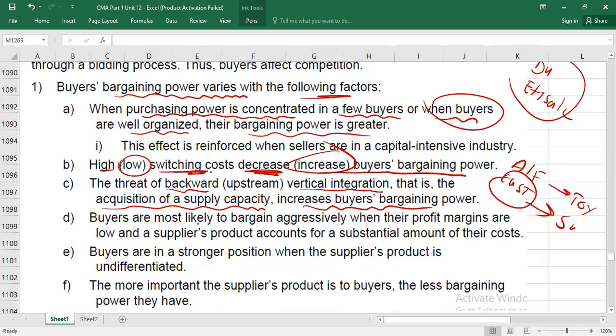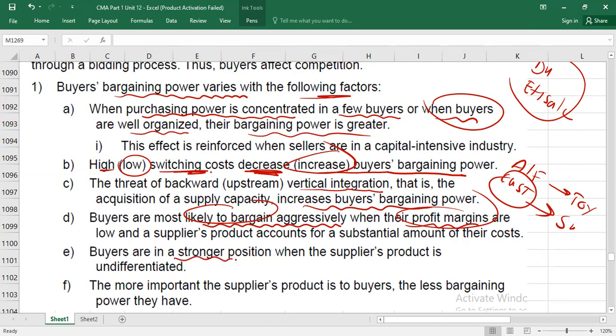Then buyers are most likely to bargain aggressively when their profit margins are low and a supplier's product accounts for a substantial amount of their cost. So the point is buyers are most likely to bargain when they are earning less. When they are earning less, they will bargain more to save their money. Right or wrong? Or when there are many suppliers available in the market and fewer buyers, again buyers will be in a strong position.